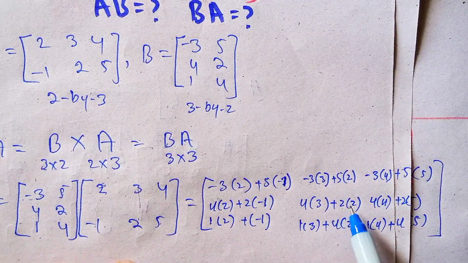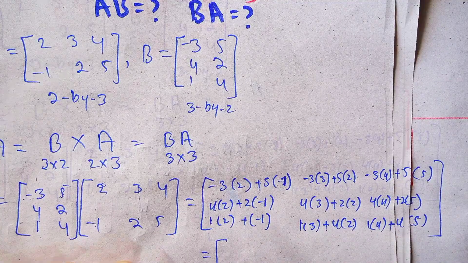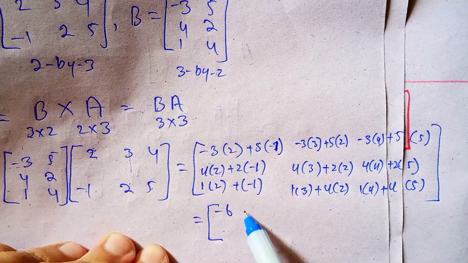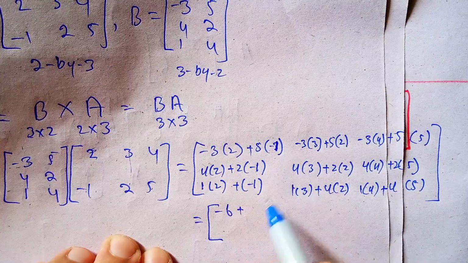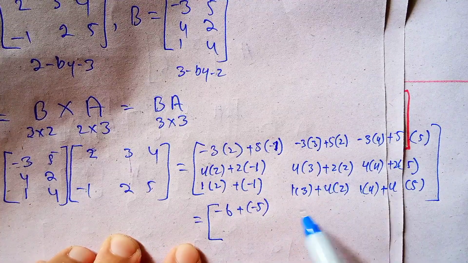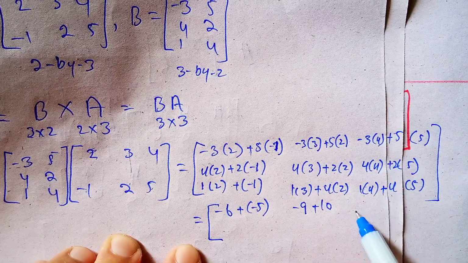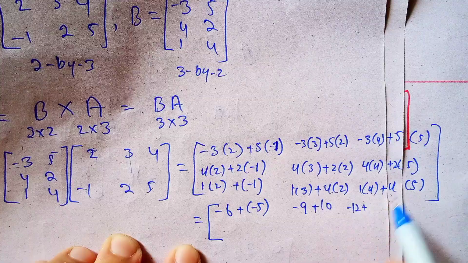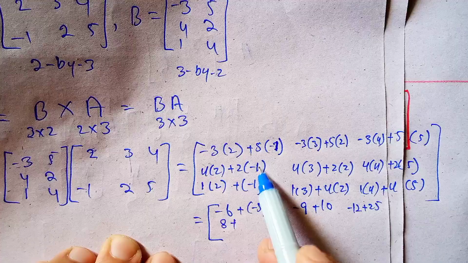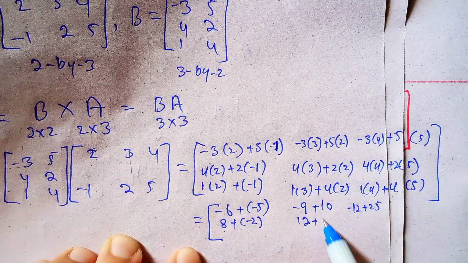Right? So we will simplify this matrix which contains the elements. Negative 3 times 2 as negative 6 plus 5 times negative 1 as negative 5. Negative 3 times 3 as negative 9 plus 5 times 2 as 10. Negative 3 times 4 as negative 12 plus 5 times 5 as 25. 4 times 2 as 8 plus 2 times negative 1 as negative 2. 4 times 3 as 12 plus 2 times 2 as 4.